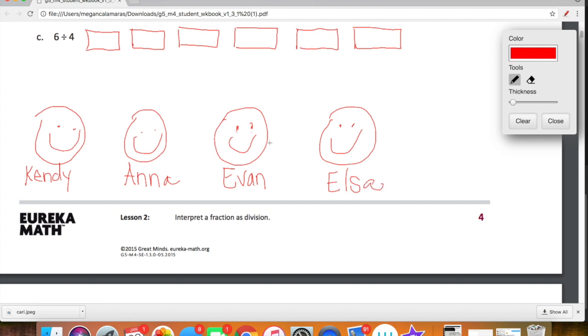Okay. So we have 6 graham crackers. We have 4 friends. 6 divided by 4. Are we going to have enough graham crackers so that each of our friends gets a whole graham cracker? Yes, we are. That's why these kids are looking really happy.